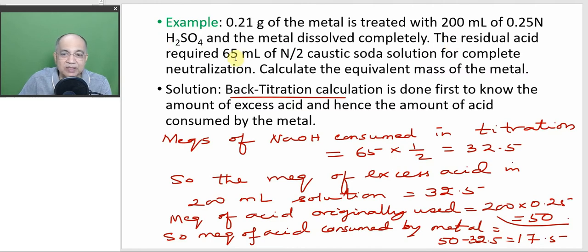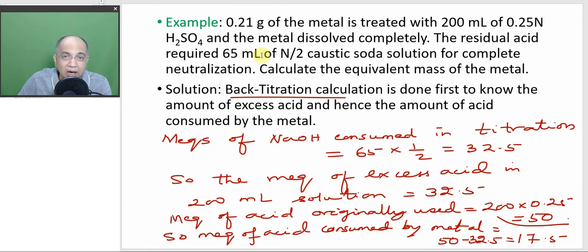Now the residual acid after the reaction with the metal required, in the back titration, 65 ml of N/2 caustic soda solution for complete neutralization. Calculate the equivalent mass of the metal.